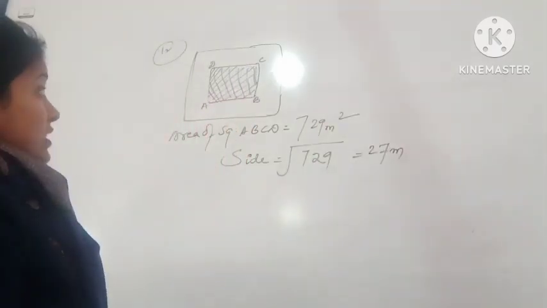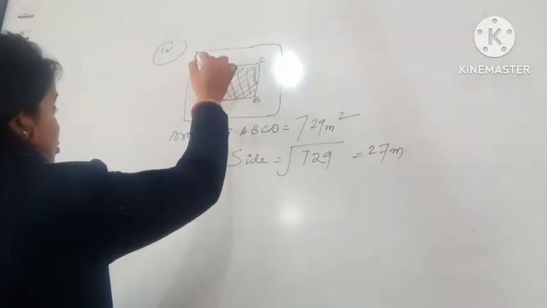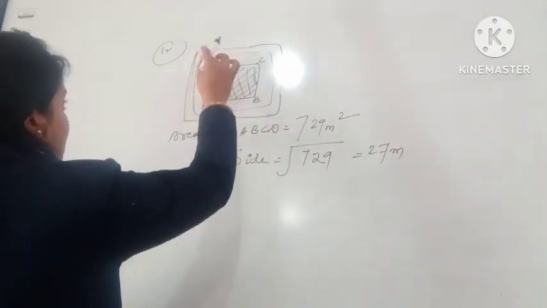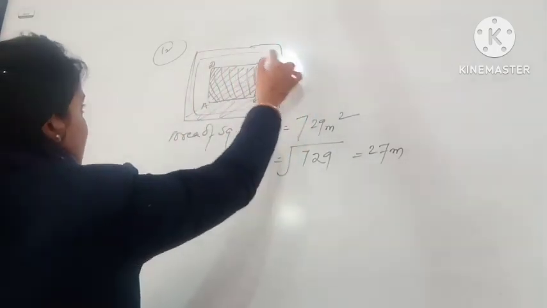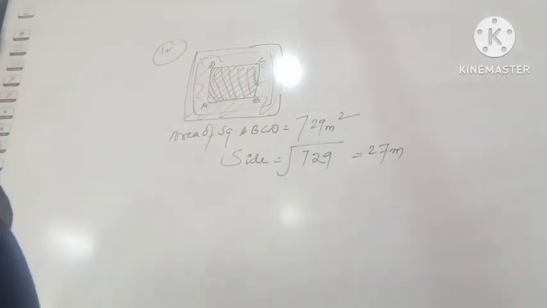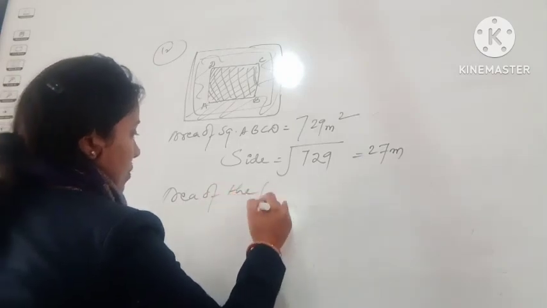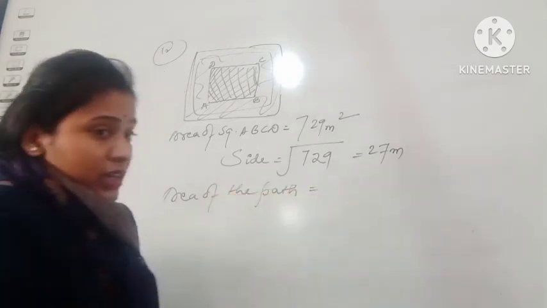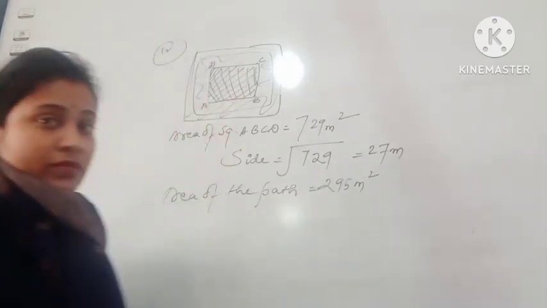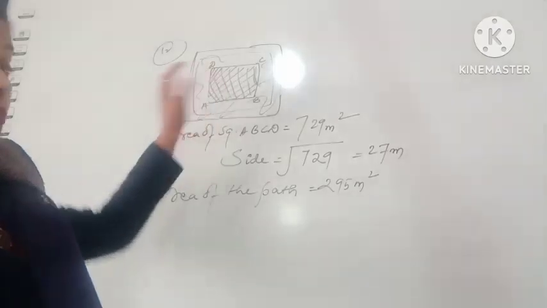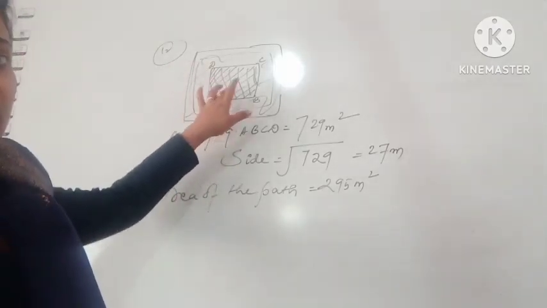Now it is given that a path is there. Can you see this left one? This is the path. This whole is the path, which is running all around the square. The area of the path is given. It is equal to 295 meter square. Okay, so we have area of this small square plus area of the path. So if we add both the areas, we will get the area of the bigger square, which is outside.